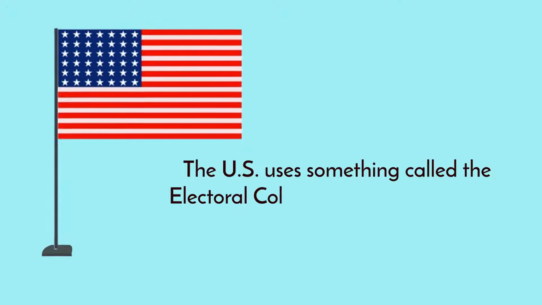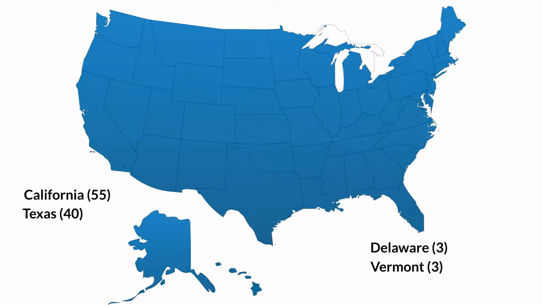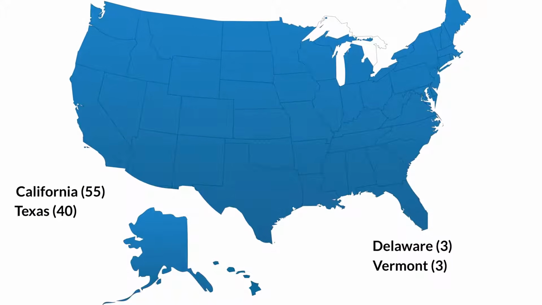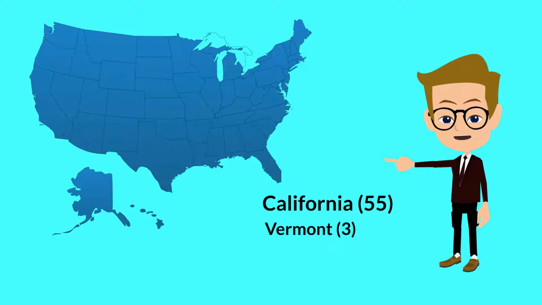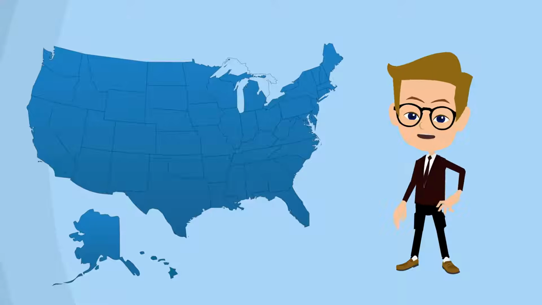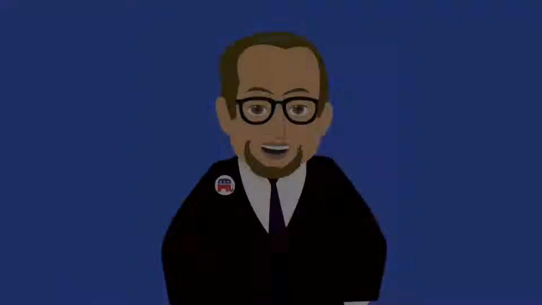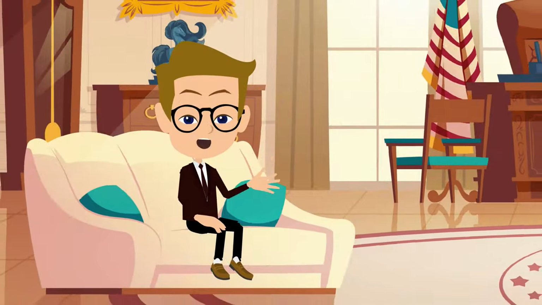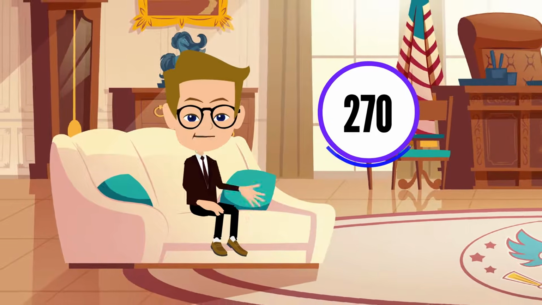The U.S. uses something called the Electoral College to pick the president. Each state has a certain number of electoral votes based on how many people live there. Bigger states have more electoral votes, while smaller states have fewer. When people vote, they're actually voting for a group of electors who promise to vote for the candidate their state picks. To win the election, a candidate needs to get at least 270 electoral votes.